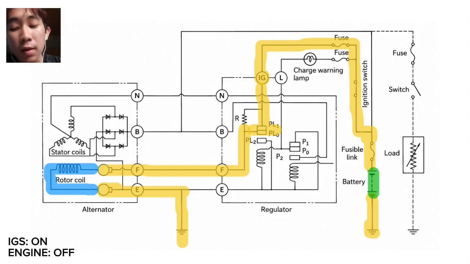So in this condition, the current flows into the rotor coil and then the rotor coil becomes an electromagnet, which then provides current that is enough to supply the starting system, lighting system, and controls, etc.